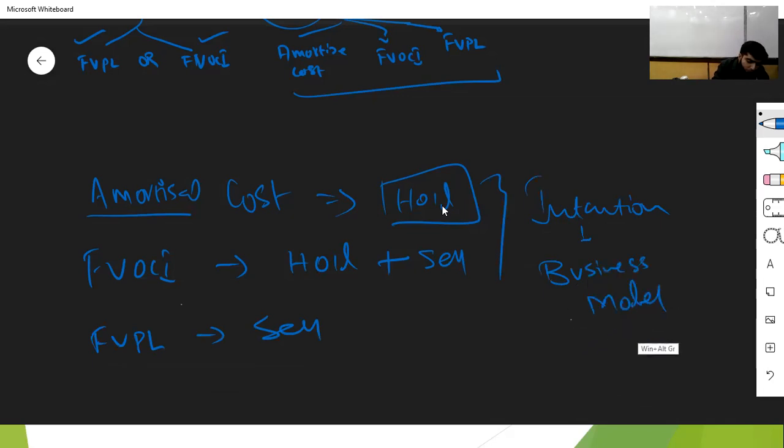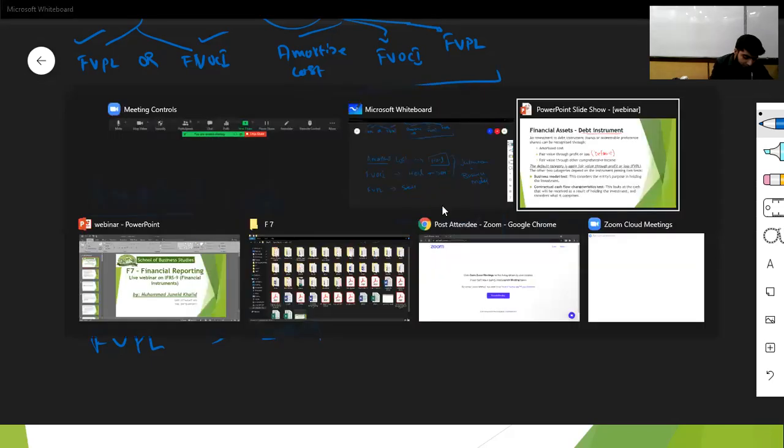You need to identify the business model. What is that business model? Is the business model to hold? Then go for amortized cost. Is the business model to hold, but if a good offer is received, you may sell? Then go for OCI. But if your business model is to sell, that is to trade, it means you need to recognize this investment as fair value through P&L.